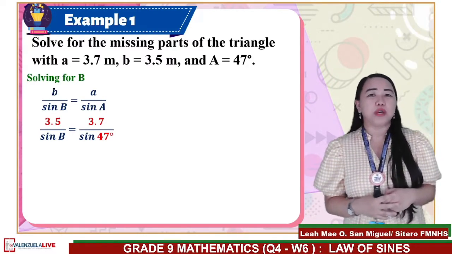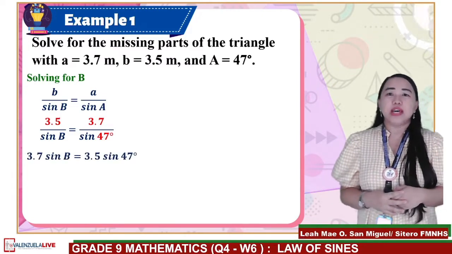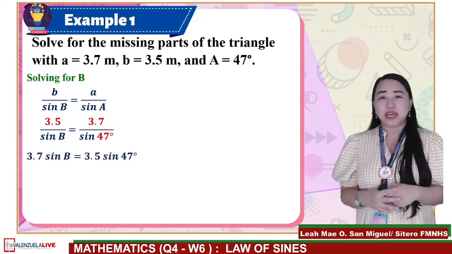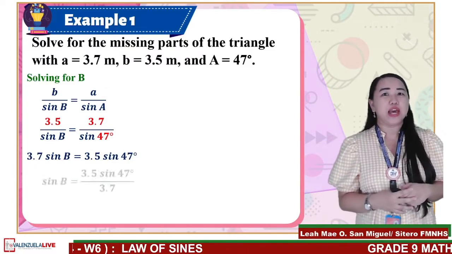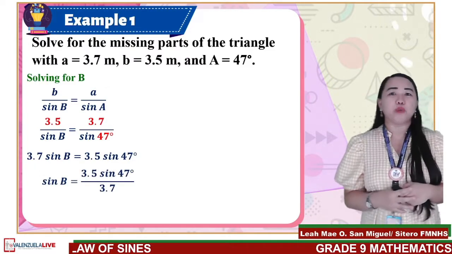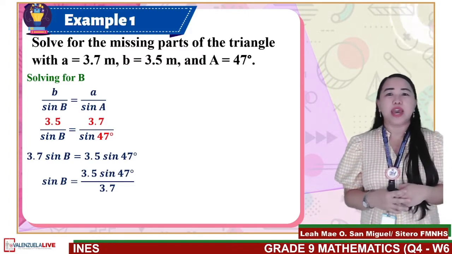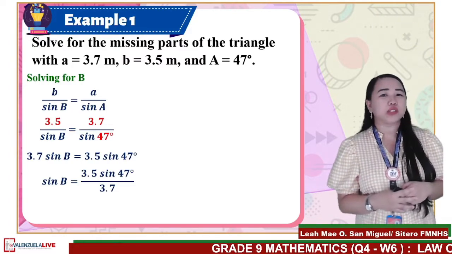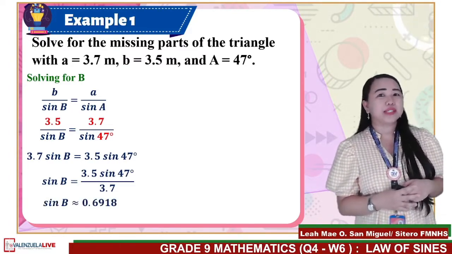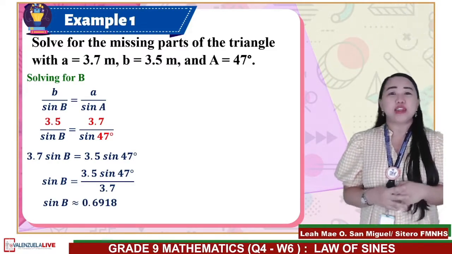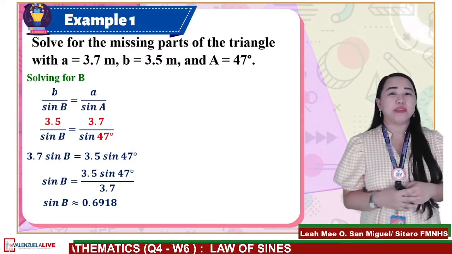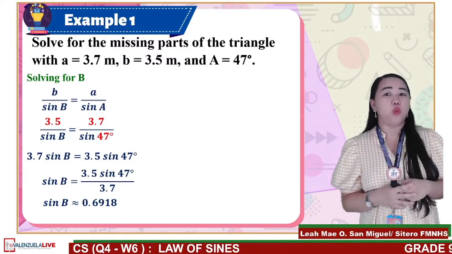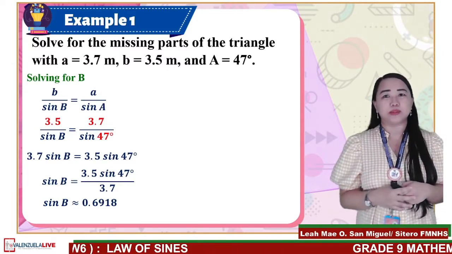Applying cross multiplication property, we get 3.7 sine B is equal to 3.5 sine 47 degrees. Divide both sides by 3.7 and simplify it, we get sine B, which is approximately 0.6918. The value of sine B is between 0 and 1. Hence, there exists one or two triangles.